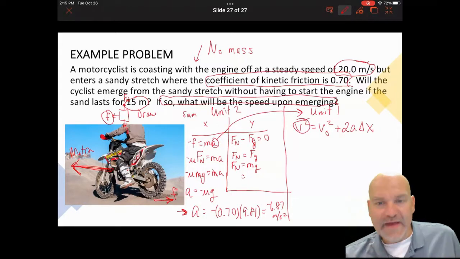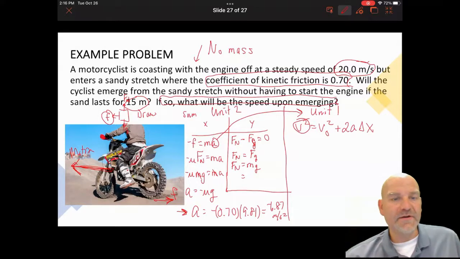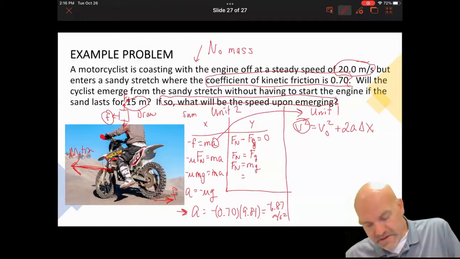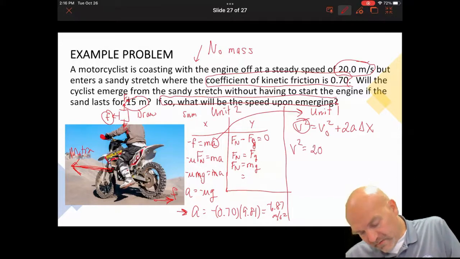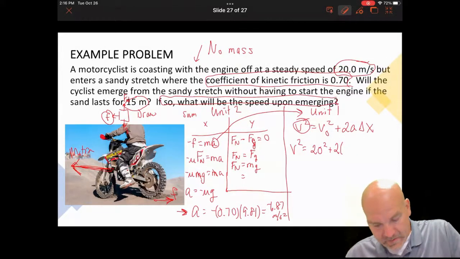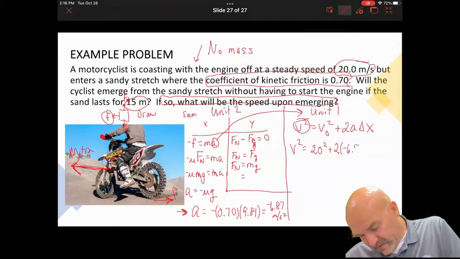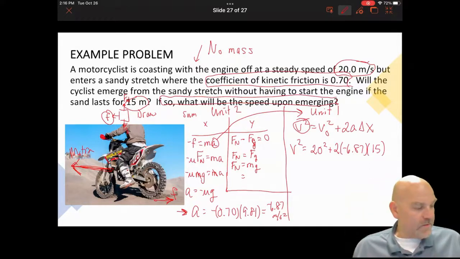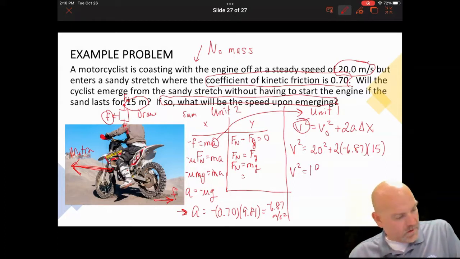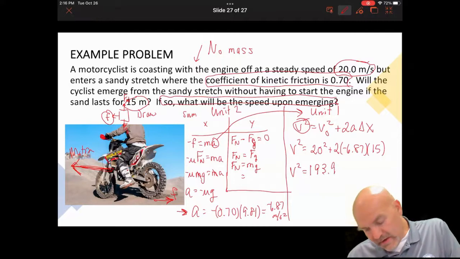So if they have a velocity at the end of 15 meters, then yes, they'll emerge out of this sandy stretch of their travel. So I'm going to say v squared equals v0 squared, so that's 20 squared, plus 2 times negative 6.87, right? So negative 6.87 times 15. Okay, so again, with this equation, be careful. So we got v squared equals 193.93 meters squared per second squared.